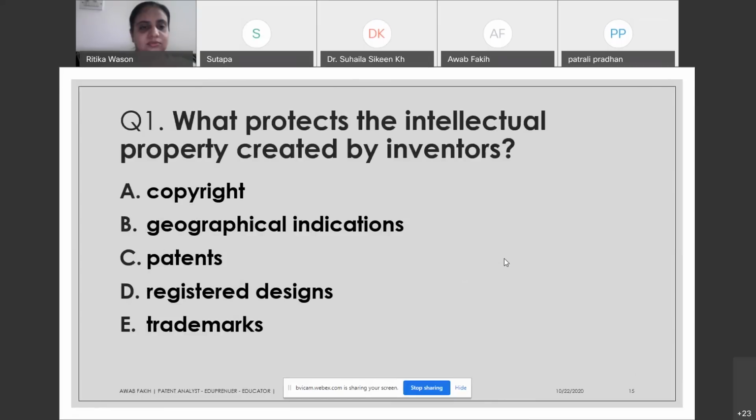Question number one. What protects the intellectual property created by the inventors? Copyright, GI, patent, registered design, trademark.